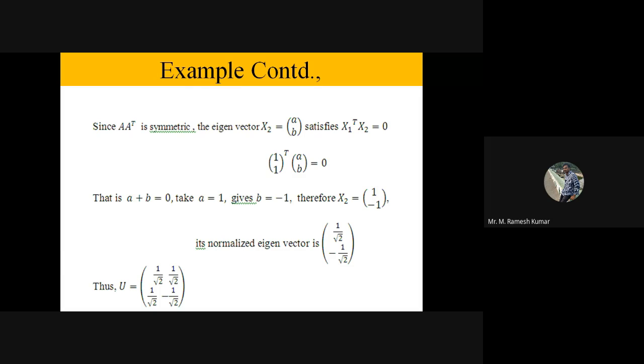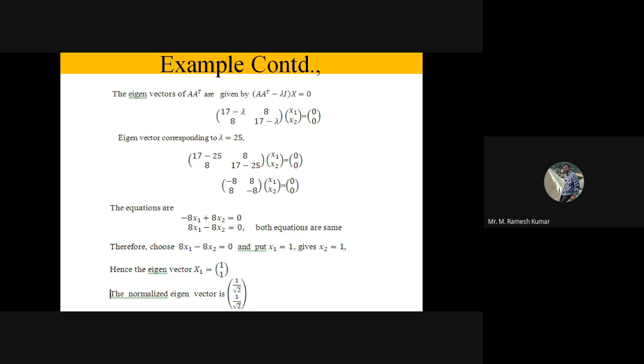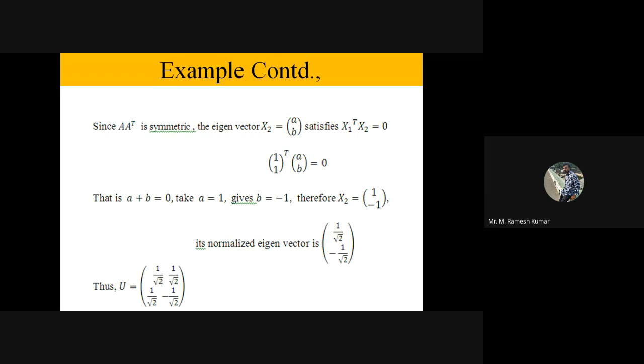Root 2 is due to the modulus. If you take the modulus of this vector, the square root of 1 square is 1, minus 1 square is 1. So 1 plus 1 becomes 2, root 2. So divide each element by root 2. So 1 by root 2, minus 1 by root 2. Now what is U here? U is simply the arrangement of eigenvectors. What is the first eigenvector here? The first normalized eigenvector is 1 by root 2, 1 by root 2. Put that. What about the second eigenvector? 1 by root 2, minus 1 by root 2. Put it here. So this is the way to find U.